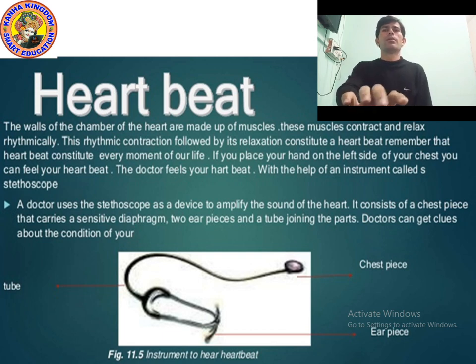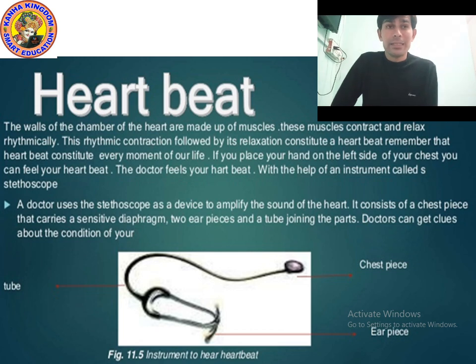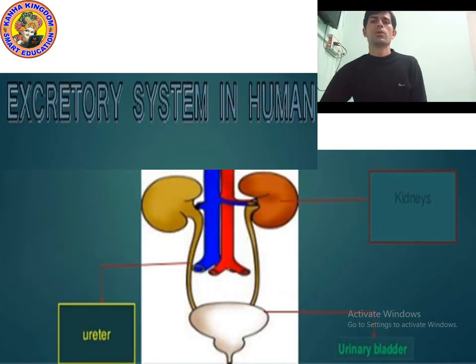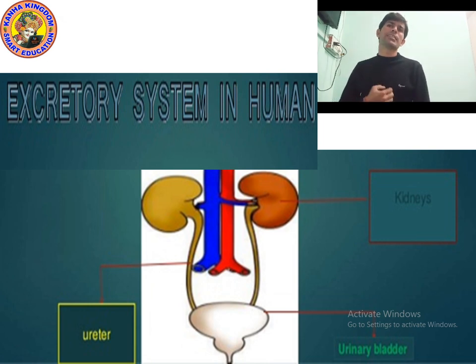Now let's study a new system, which is called the excretory system. Let's move on to the next point. What is the circulatory system? A system which carries the blood from the heart to all parts and circulates it, transporting different substances through the blood. What is the excretory system? The excretory system is a system which excretes the waste material.